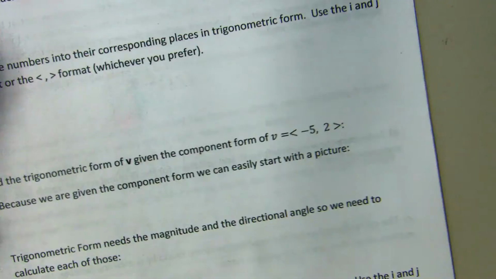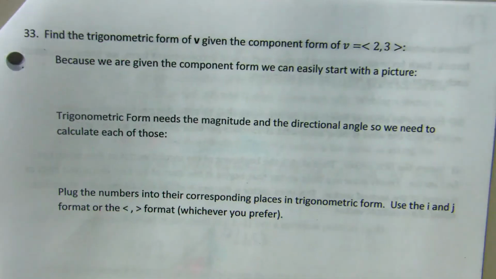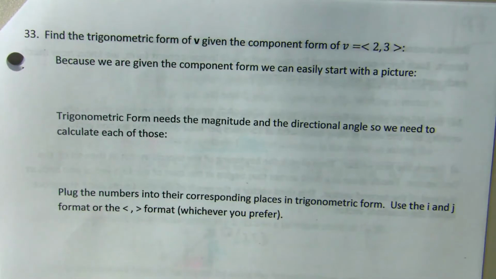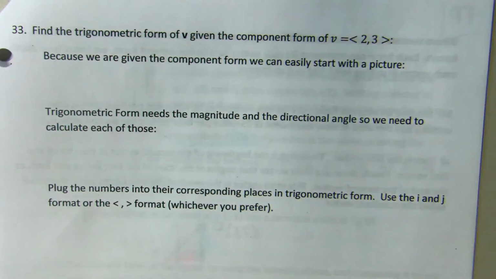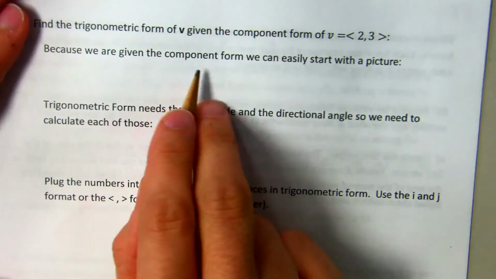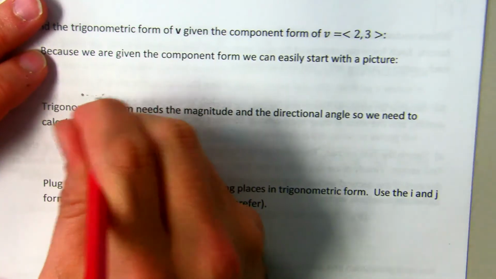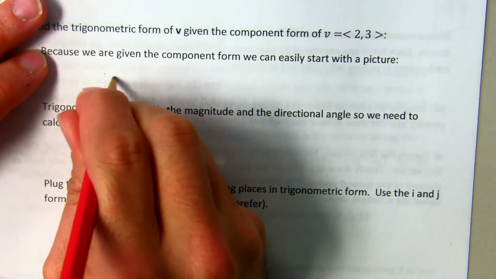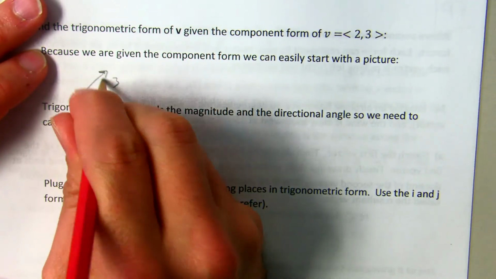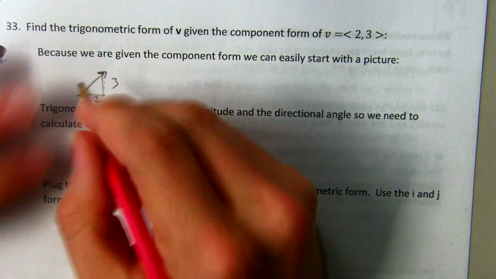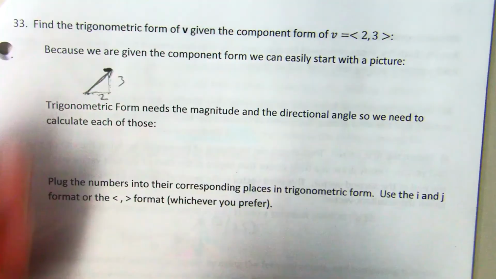So now what happens if we try to go the other direction? Well, it's going to look a little bit different. What if we wanted to be in trigonometric form, but we start off with component form? Something like 2, 3. One thing we can do with component form quickly is sketch a picture. This one would be going right 2, up 3. Easy to visualize.